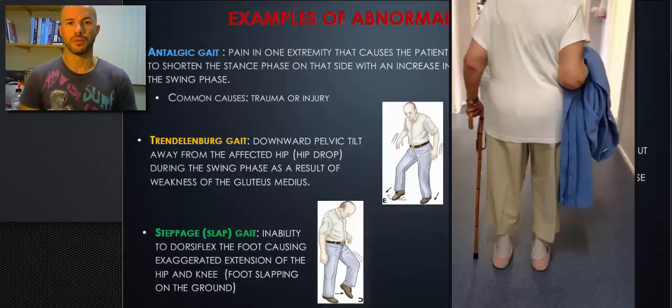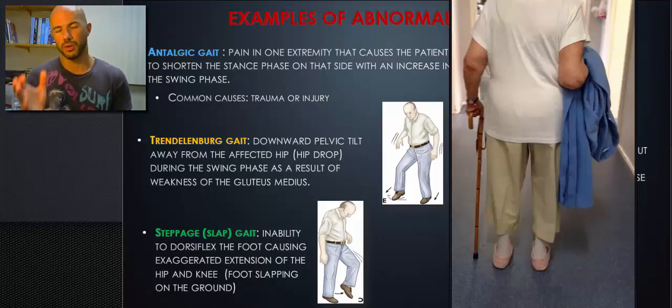Let's watch another example of a swinging phase abnormality, which is called the Trendelenburg gait, which is also very characteristic with the hip drop during the swing phase.